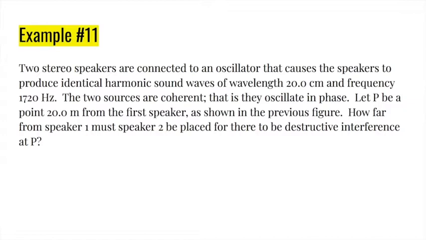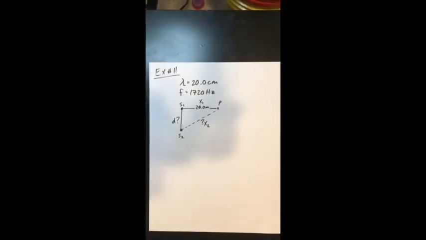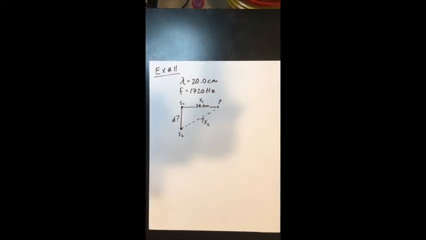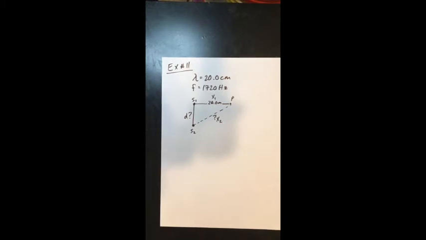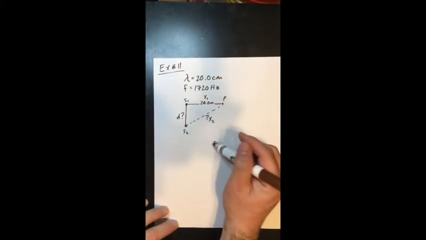This is basically exactly as that picture was on the 2 slides ago, only now we're told what the frequency is, 1720 hertz, and we want to try to figure out how far speaker 1 must be from speaker 2 in order to get destructive interference. All right, so for example number 11, what we are trying to figure out is how far apart these speakers should be in order to create destructive interference at point P.